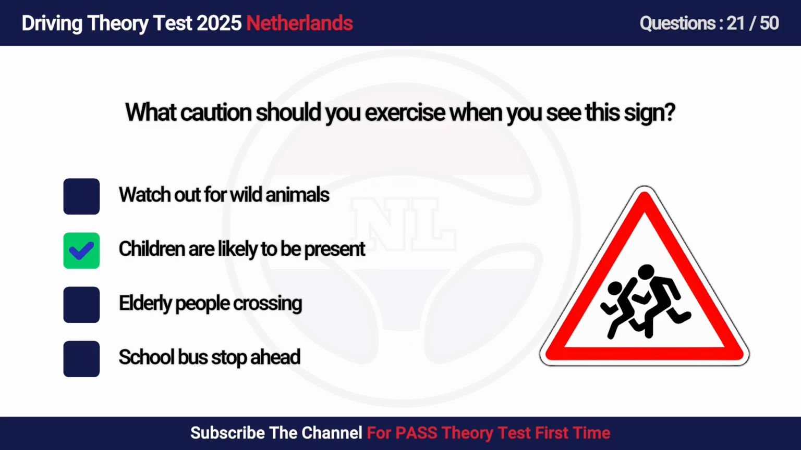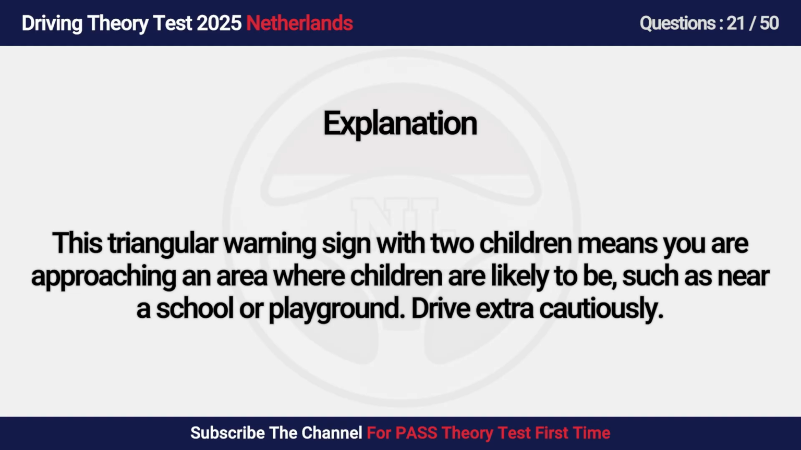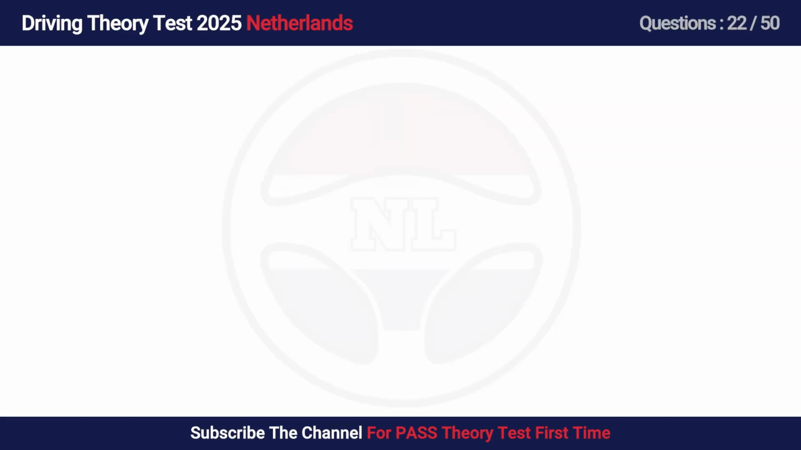Answer is B. Children are likely to be present. This triangular warning sign with two children means you are approaching an area where children are likely to be, such as near a school or playground. Drive extra cautiously.